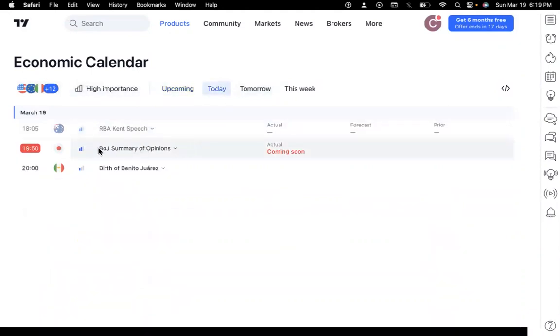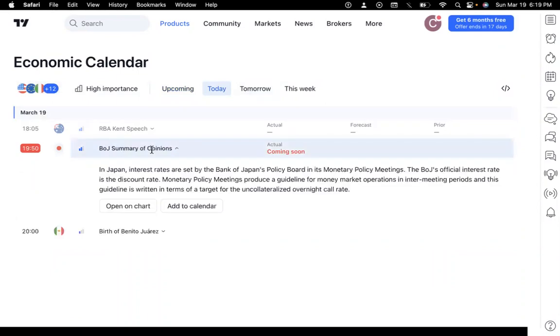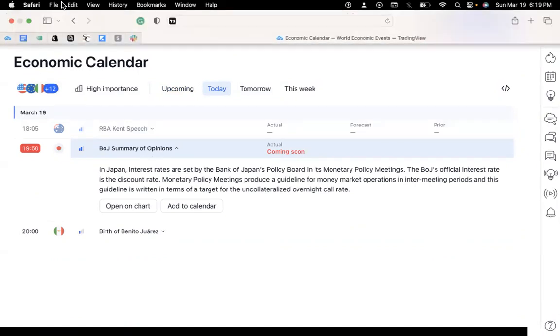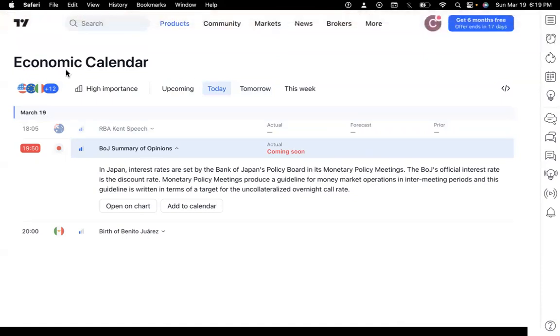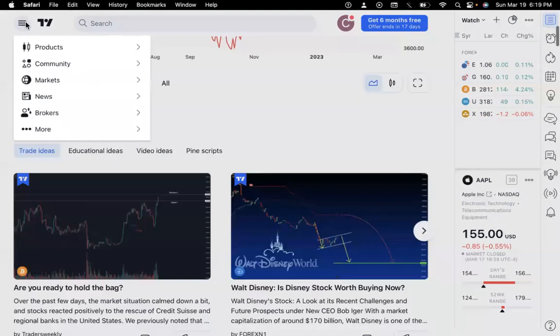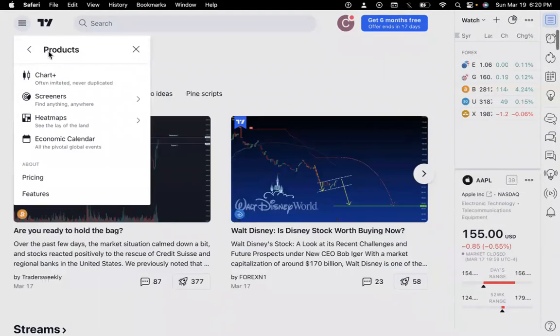And again, for example, this is the Bank of Japan's summary of opinions. So if you tend to trade JPY pairs, I know I like GBP JPY, then this can be another cool way to check the news without having to go to Forex Factory, right? Everything is kind of mixed in one, which is great. So those are the products.